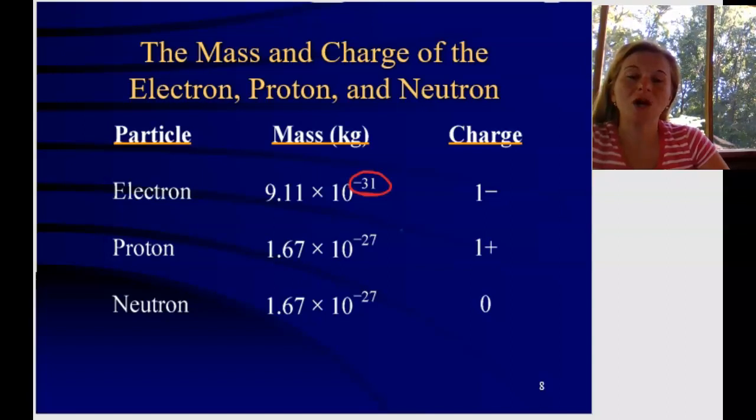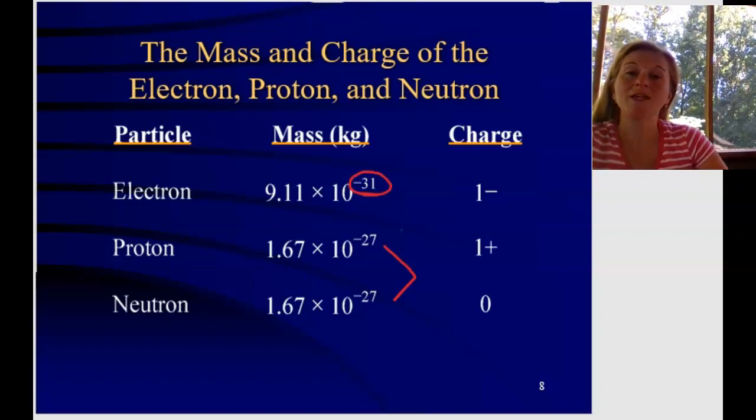Protons and neutrons are the same size, still very small, but bigger than an electron. And protons are +1 and neutrons are neutral. Remember that the job of the neutron is to keep protons from repelling each other because they're all positively charged in a very small space, and to keep those protons stuck together inside that nucleus.